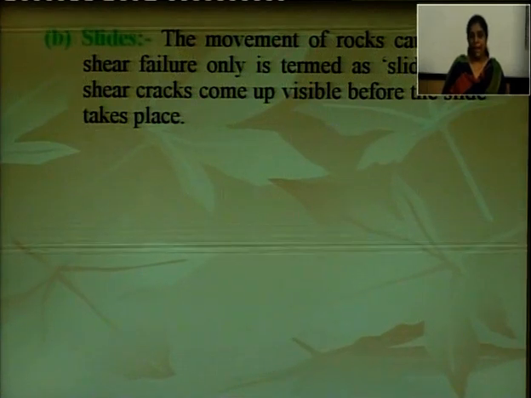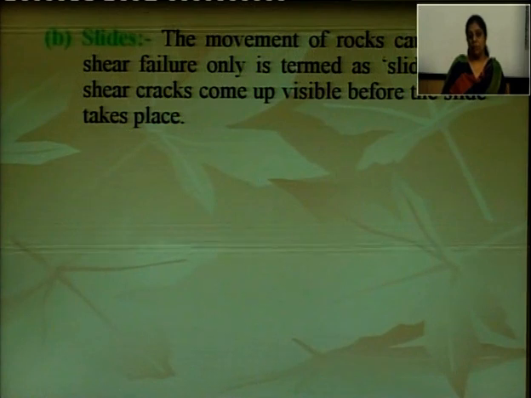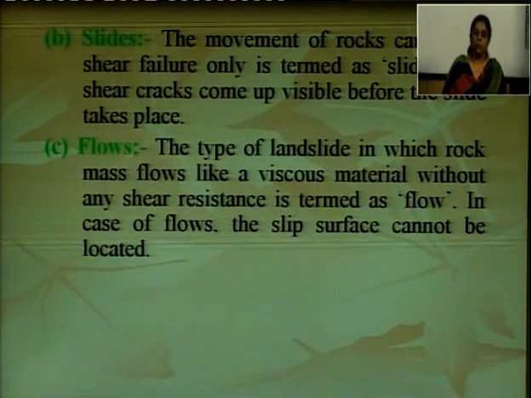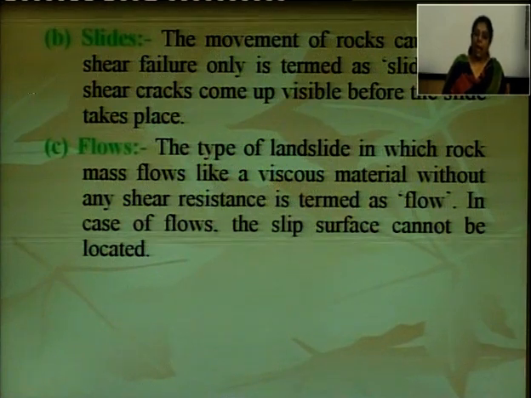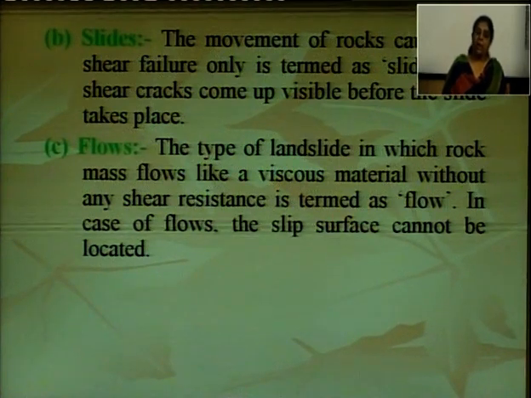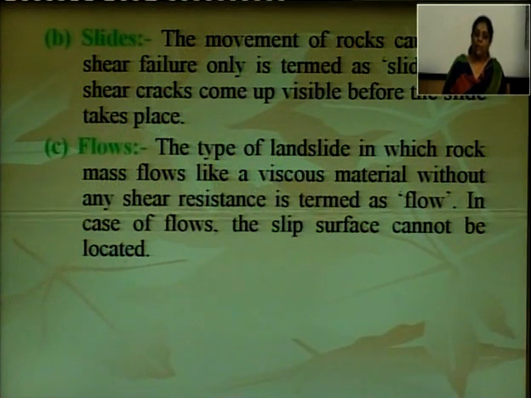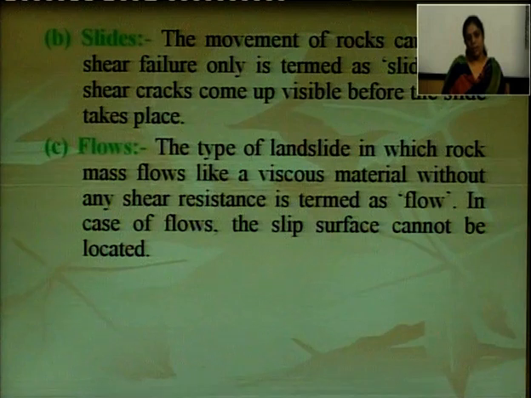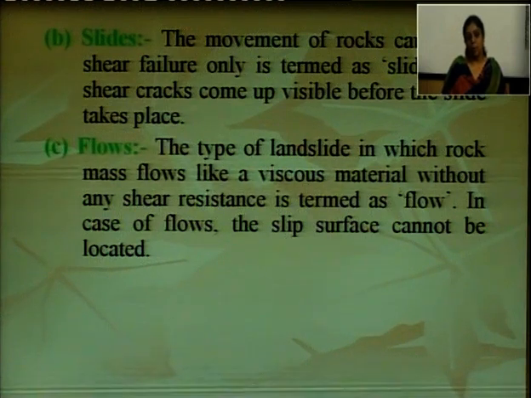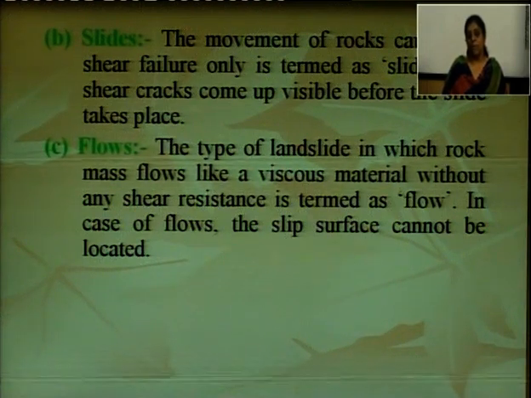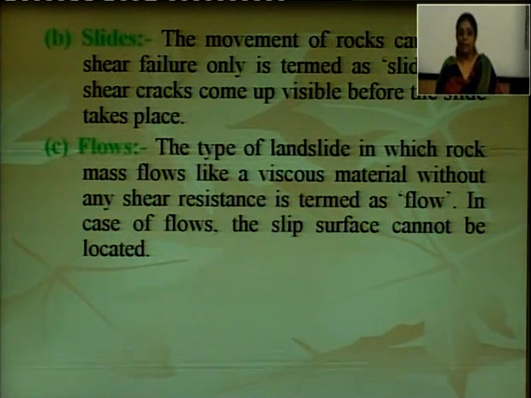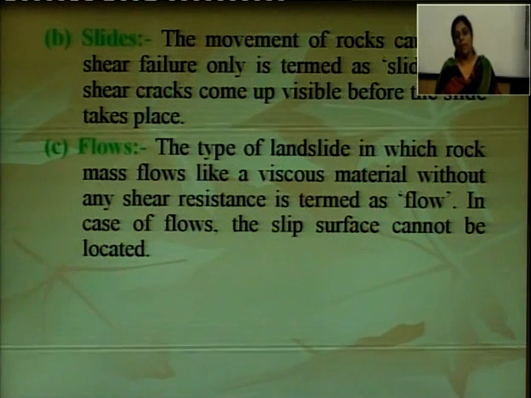So, basically slides take place due to shear failure. Then come flows. The type of landslide in which rock mass flows like a viscous material without any shear resistance is termed as flow. In case of flows, the slip surface cannot be located.